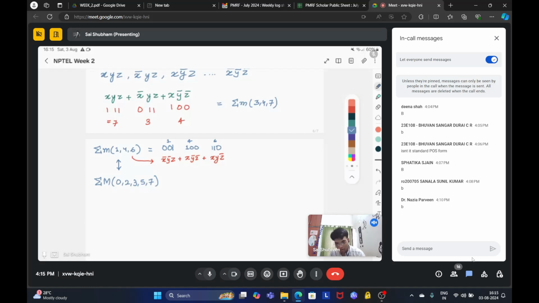The reason I'm explaining all of this, you will see, because this will be useful in the solution. So we have 5 different terms: 000, 010, 011, 101 and 111.